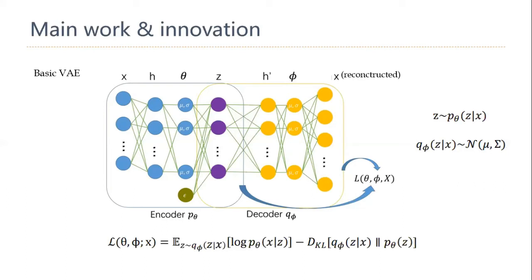And this function is the loss function of the VAE. We can use this loss function to train the VAE. And the decoder is responsible for reconstructing X from the output of the encoder.